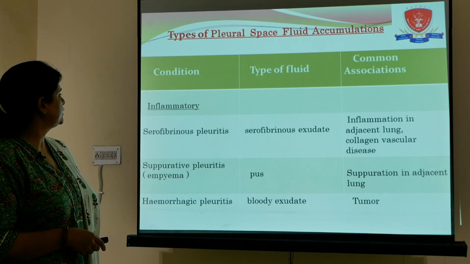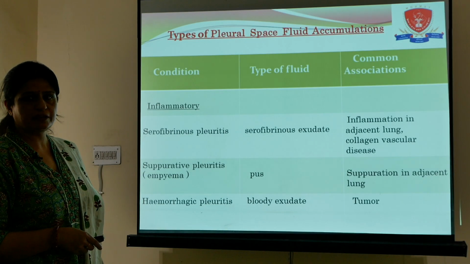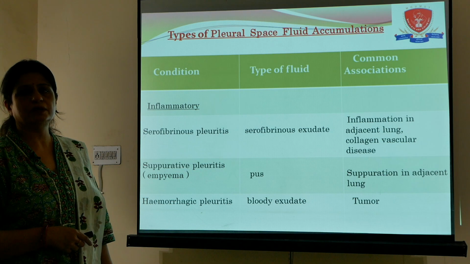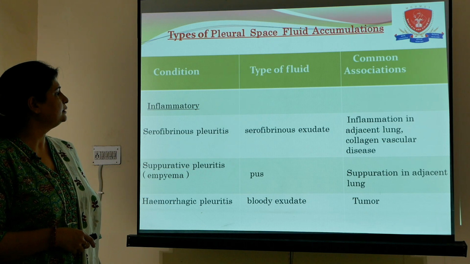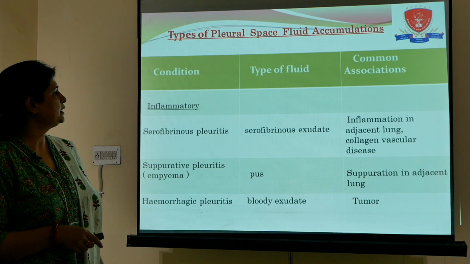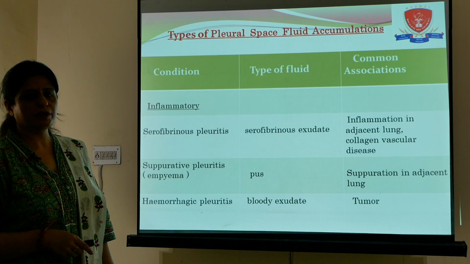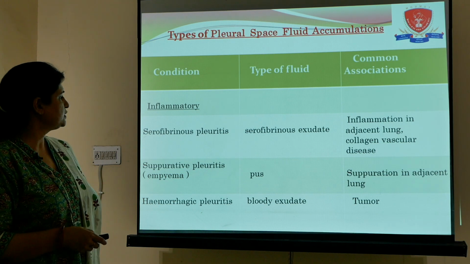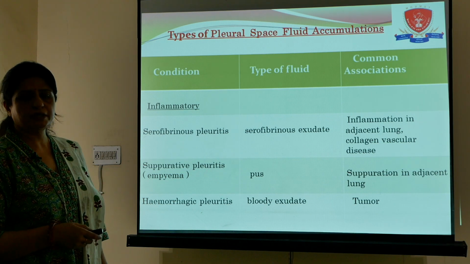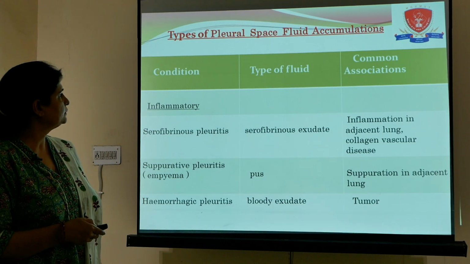The common associations in serofibrinous and suppurative pleuritis are inflammation of the adjacent lung, and in the serofibrinous one, collagen vascular diseases may also be present. In hemorrhagic pleuritis, the common association is mostly tumor.